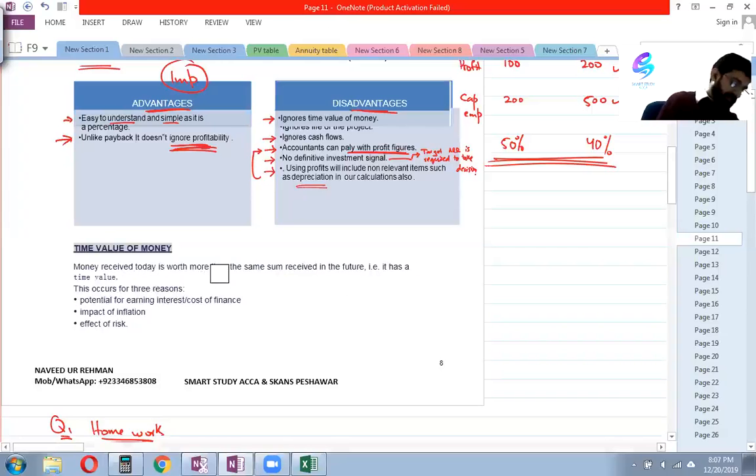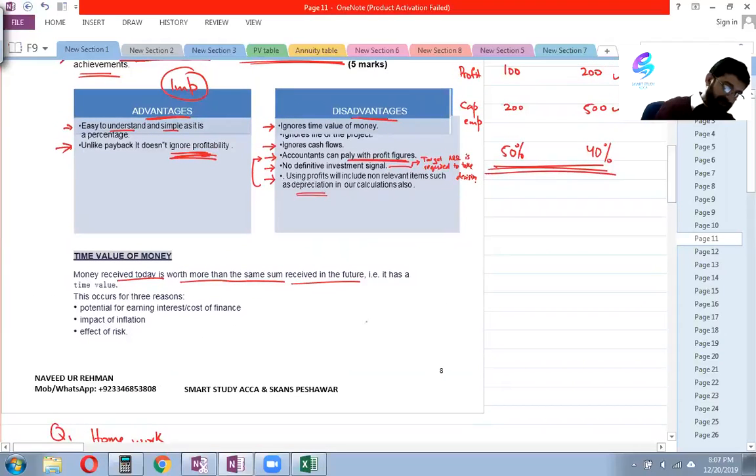It's actually the end of the page. Time value of money, which says that money received today is worth more than the same sum received in the future. This is what we call time value of money, right? Now, I'll start with an example. Let's say, for example, if I want to give you $100 now, which means year zero, or $100 after 10 years, which one are you going to prefer? $100 now or $100 after 10 years?